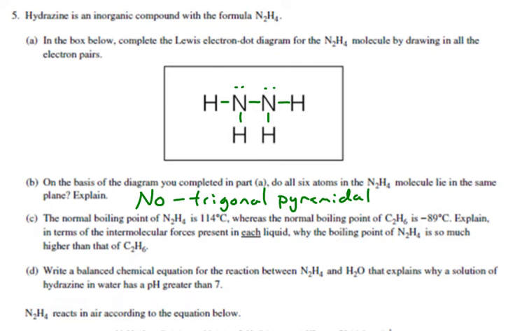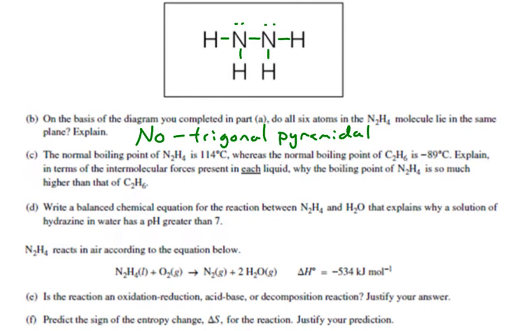C. The normal boiling point of N2H4 is 114, whereas the normal boiling point of C2H6 is negative 89. Explain in terms of intermolecular forces present in each liquid why the boiling point of N2H4 is so much higher than that of C2H6. So please, at your table, come up with it.